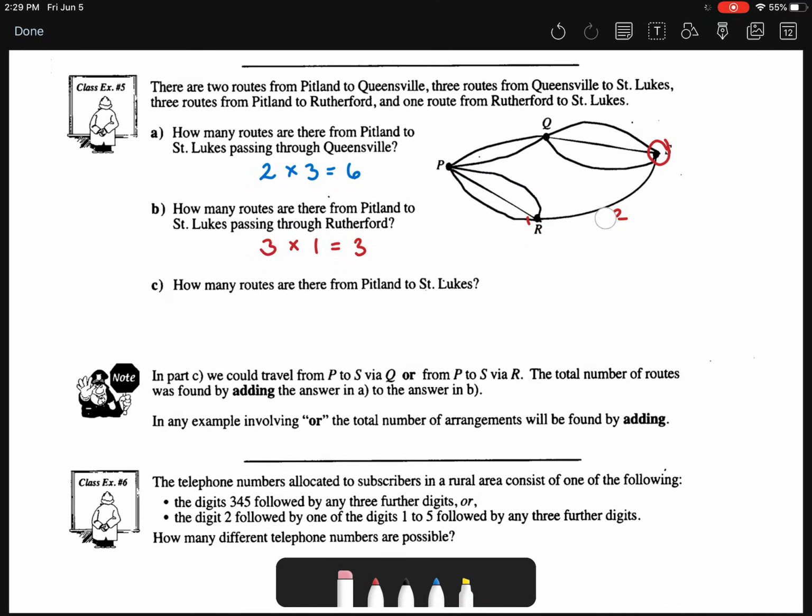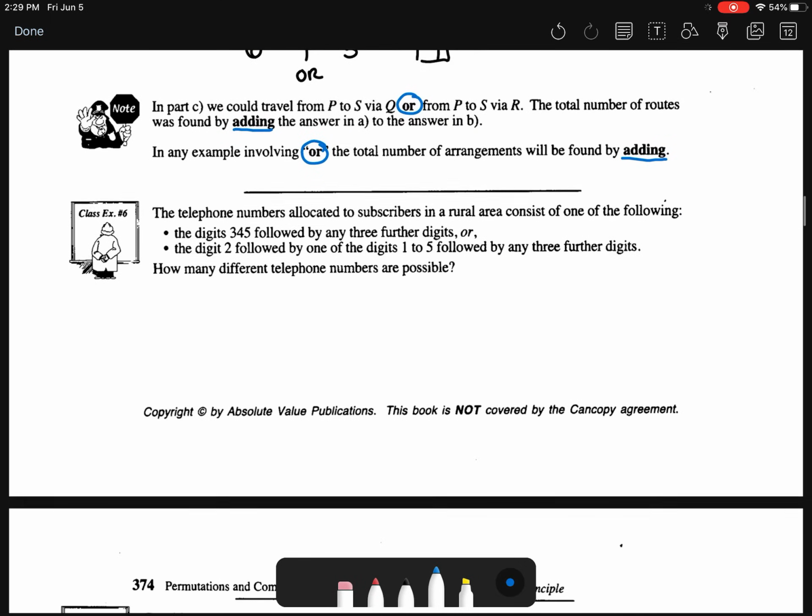So the last question says, how many routes are there from Pitland to St. Luke's? Well, you could go through Queensville, or you can go through Rutherford. Now, or means we add, right? So when I go through Queensville, that was the first calculation, there were 6 roads. Or I can go through Rutherford, which there were 3 routes. So that is a total of 9, okay? But it's that or. So when I use or, we add, okay? And again, that's what we're focusing on here. And we had notes on that on the previous page.